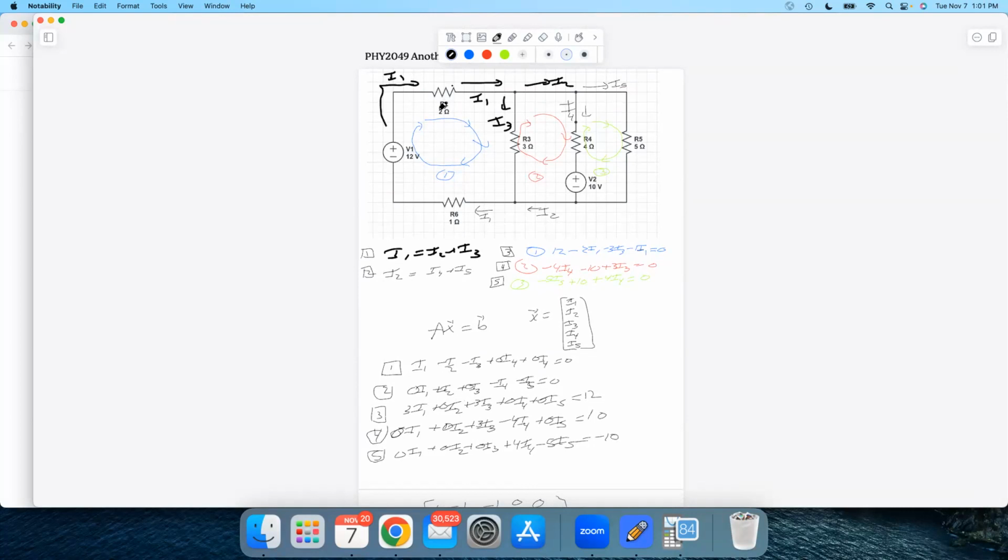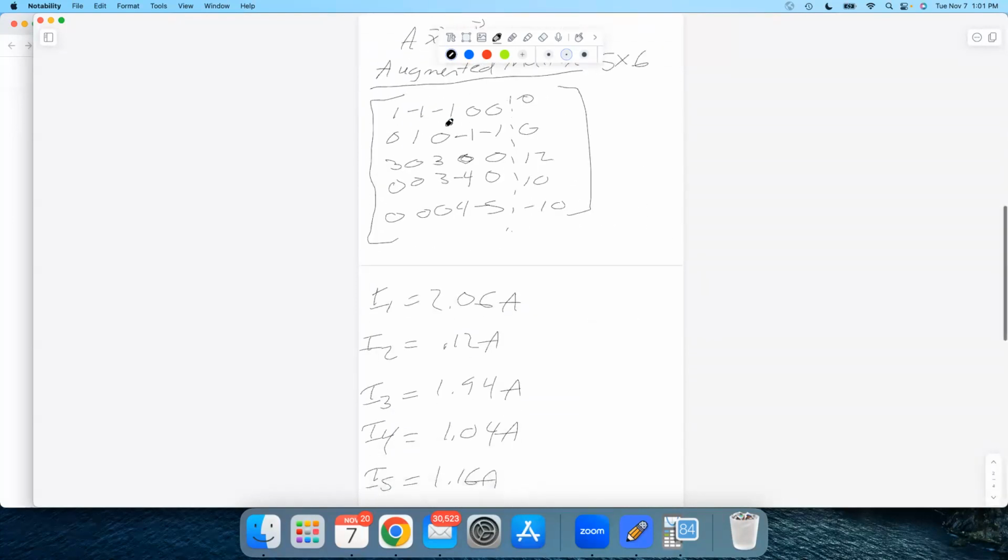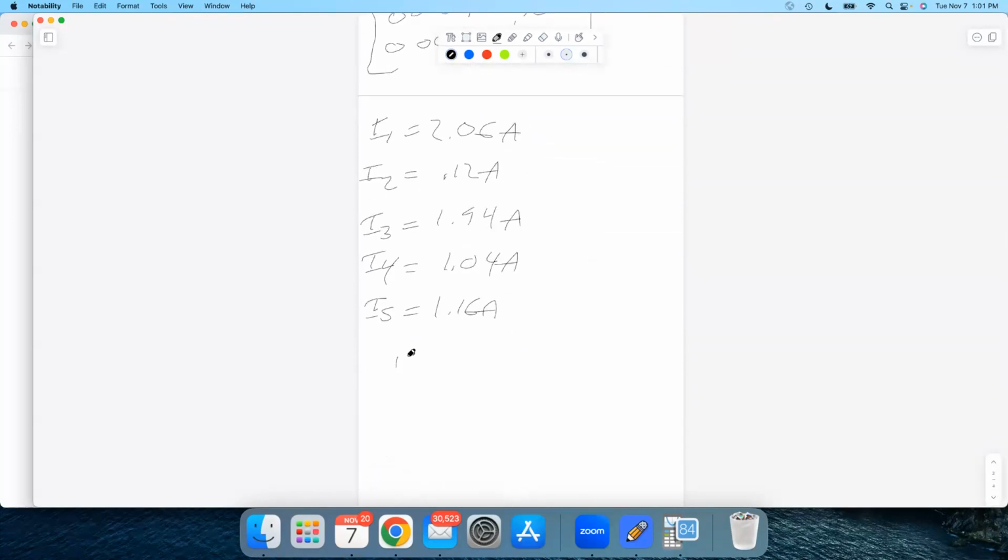V equals IR. Then I might want to find the power dissipated through each resistor. How do I do that? P equals IV. So after this, I'm going to use V equals IR, and power equals I times V to find the voltage drop across each resistor and find the power dissipated by each resistor.